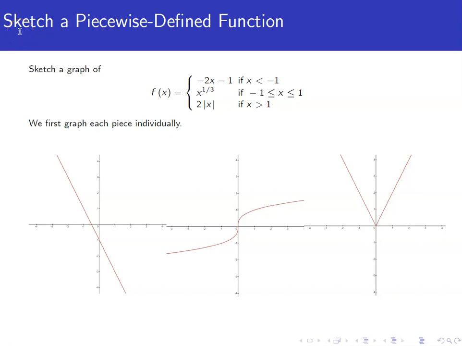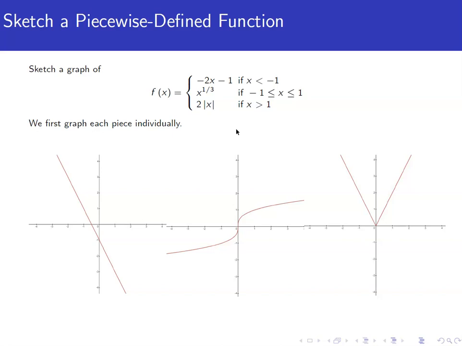In this video, we're being asked to sketch a piecewise defined function where our piecewise function has actually three pieces here. So we've got the function f of x is equal to negative 2x minus 1 if x is less than negative 1. It's equal to x to the 1/3 if x is between negative 1 and 1. And it's 2 times the absolute value of x if x is greater than 1.